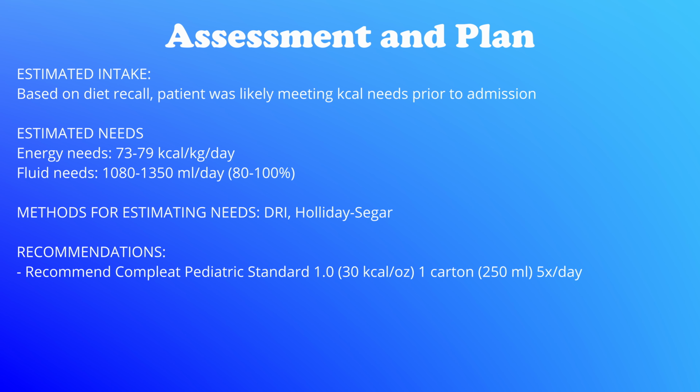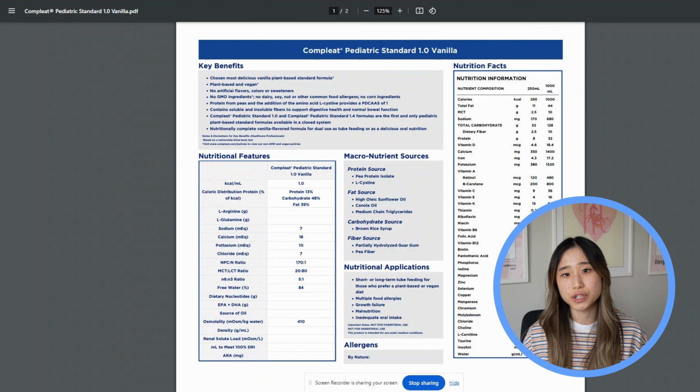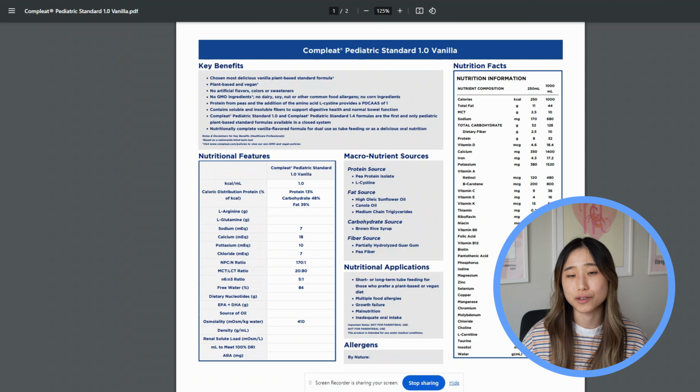So in terms of the actual regimen, if parents are totally okay with the 5 feedings a day, we can just do 1 carton each time. If they wanted to reduce it to 3 feedings a day, I'd probably say let's do 14 ounces 3 times a day, or 420 mLs 3 times a day. So this comes out to be a little bit more than the 1250 milliliters, and it doesn't exactly match up. Like, the 2 regimens aren't exactly the same, but I think that's okay.